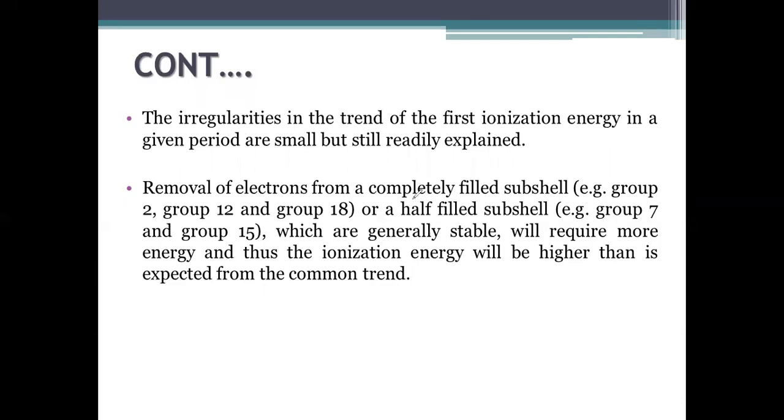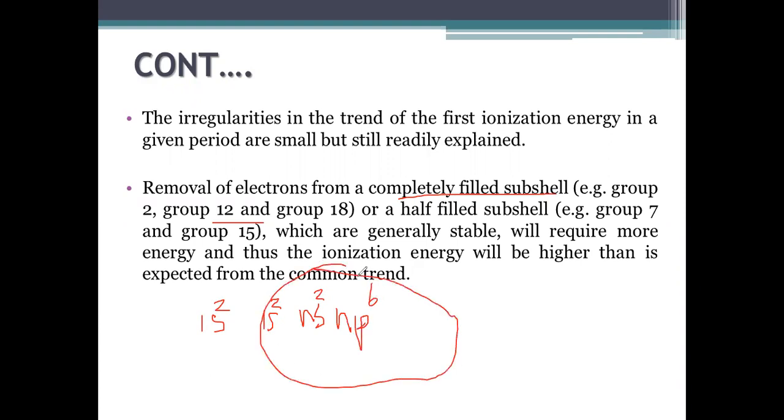Why am I talking about the completely filled shell? When you take the completely filled shell, you will have ns2, np6. This is the reason, as it is a stable configuration, right? So you have to provide more energy to remove one electron. Therefore, the first ionization energy is higher. This is the fully filled subshell.